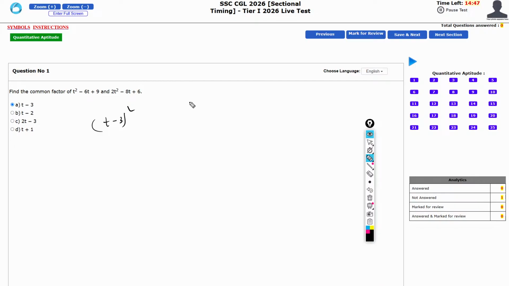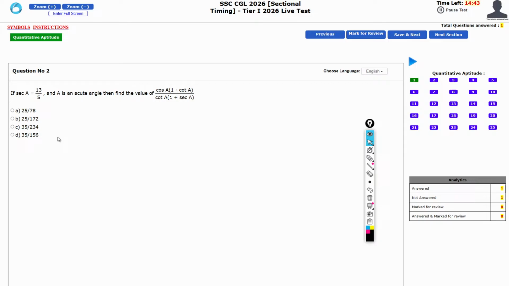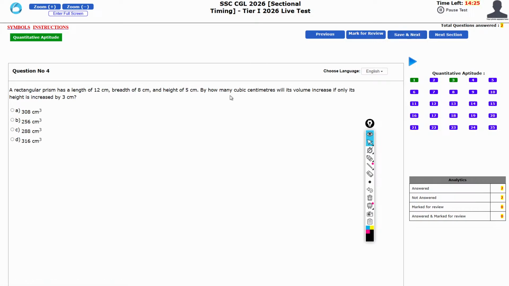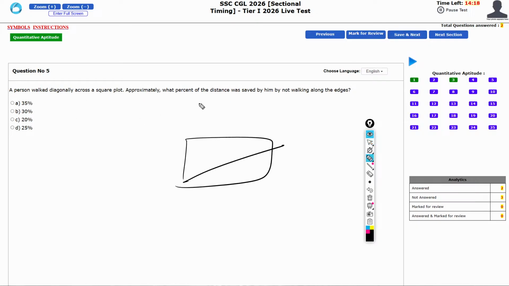Here 2t minus, so 60 at t minus 3. Okay, sec this. So cos cot. I will just go with the triangle later. Average of 8 numbers 13. Point one number 9 is replaced with 17, so 8 increases for 8, so 1 will increase. A rectangular prism later. A person walks diagonally across a square, approximately what percent distance is saved by not walking the edge.